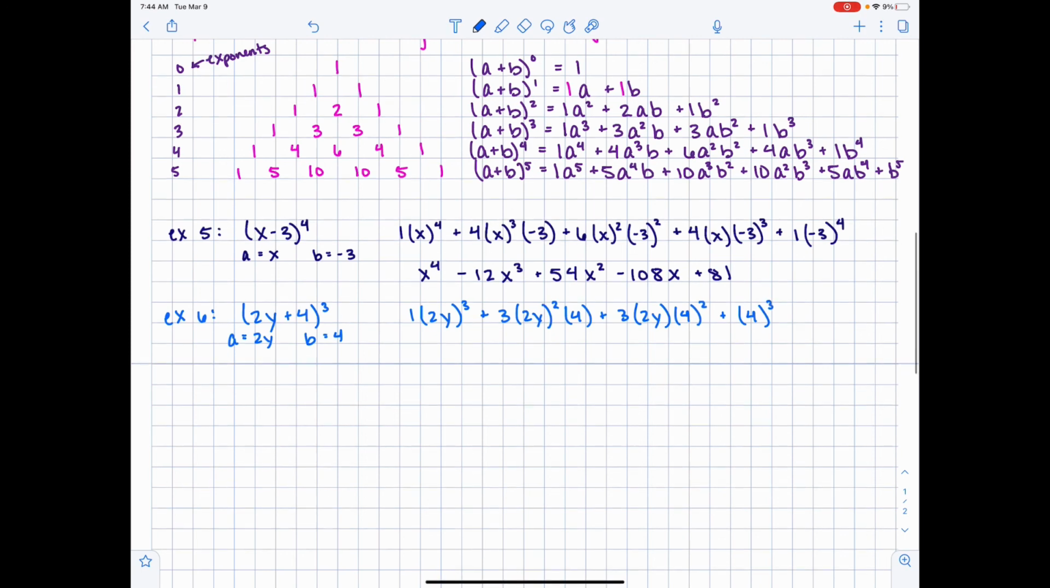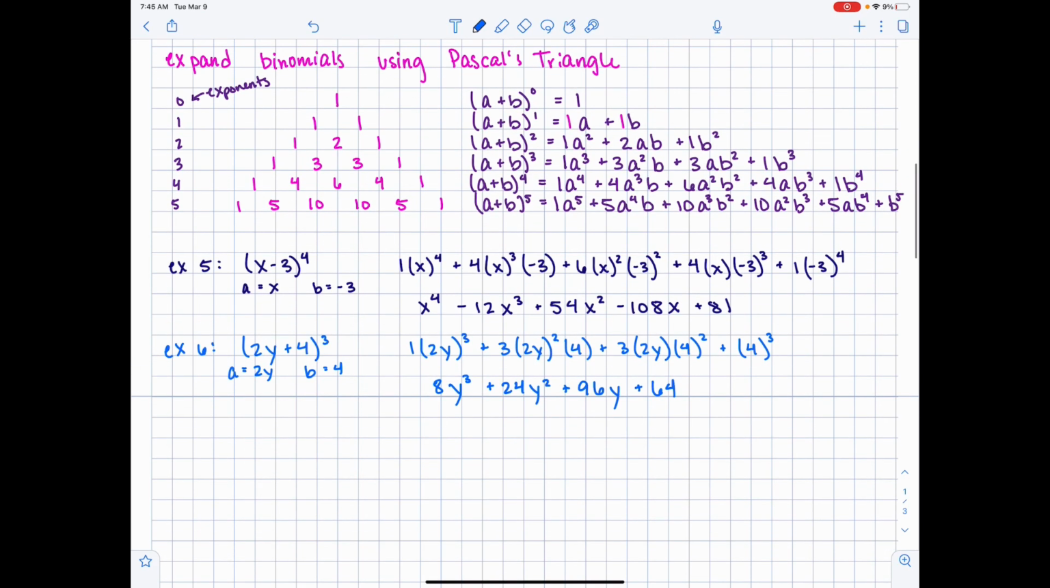And now we're going to put everything together. So 2y to the power of 3 is 8y cubed. All right, plus, okay, we have 2y times 2y, so that's going to be 4y squared times 3 times 4. So we now have a 24y squared. All right. And we have 3 times 2, that's 6 times 16 for the 4 squared. So that's going to give us a 96y. And then that last one, 4 cubed, is 64. And just like that, we expanded that binomial, 8y cubed plus 24y squared plus 96y plus 64. And that's expanding our binomials using Pascal's triangle.